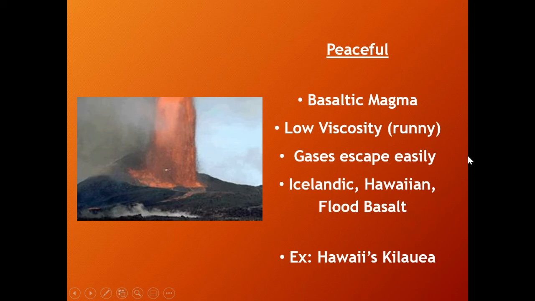Peaceful erupting volcanoes come from mantle magma. It's hot, it's runny. It doesn't have a lot of trapped gases. It's basaltic magma. Iceland shows this kind of eruptive behavior. Hawaii. And so they call these eruptions Hawaiian, Icelandic, and even flood basalt if there's a lot of it. Again, you don't really need to know those, but I wanted to at least mention them.